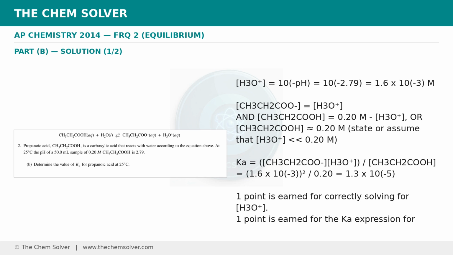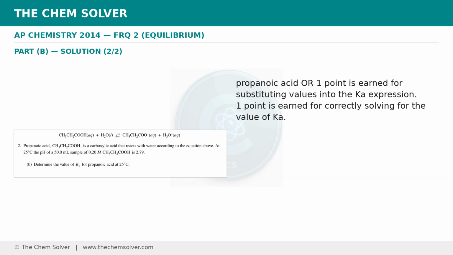Ka equals [CH₃CH₂COO⁻][H₃O⁺] over [CH₃CH₂COOH], which equals 1.6 times 10 to the power minus 3, squared, divided by 0.20, equal to 1.3 times 10 to the power minus 5. 1 point is earned for correctly solving for [H₃O⁺]. 1 point is earned for the Ka expression for propanoic acid, or 1 point is earned for substituting values into the Ka expression. 1 point is earned for correctly solving for the value of Ka.